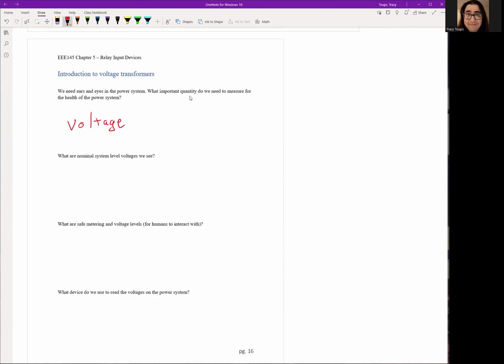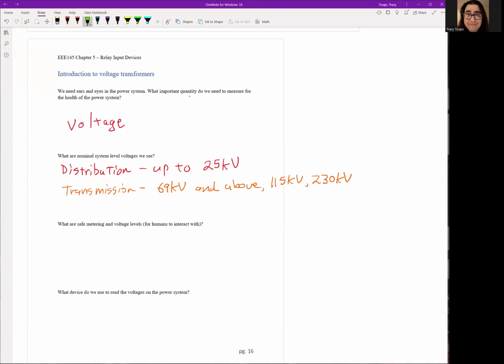What are nominal level voltages we typically see? Well, for distribution, typical levels are up to about 25 kV. You might see a rare chance it might go above that. Transmission level, this is typically 69 kV and above. Other typical numbers, for example, 115 kV, 230 kV. These are very common numbers you'll see in the power system, right?